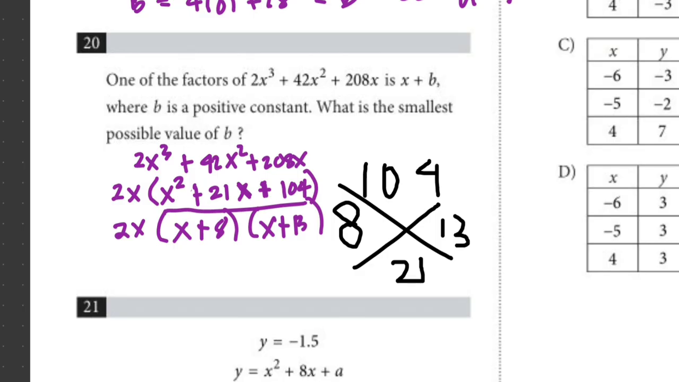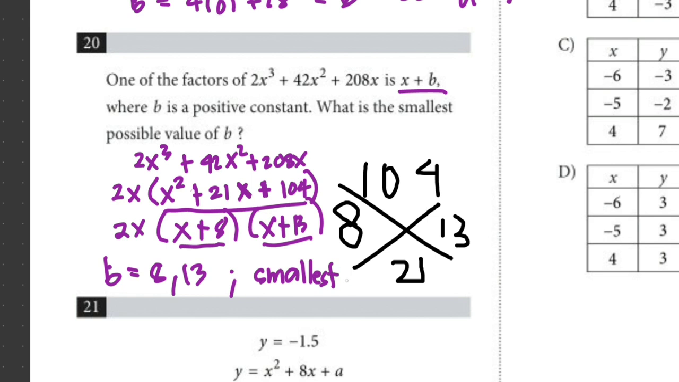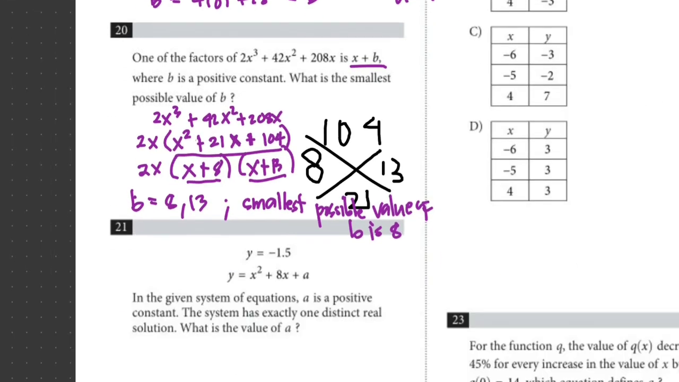So of these factors, only x plus 8 and x plus 13 are in the form of x plus b, right? The possible values of b are 8 and 13. So the smallest possible value of b is 8. Okay.